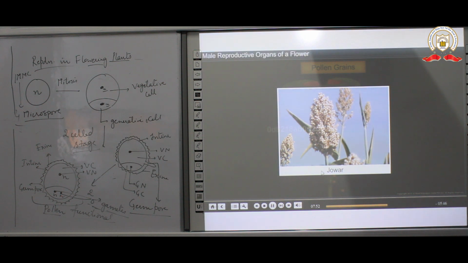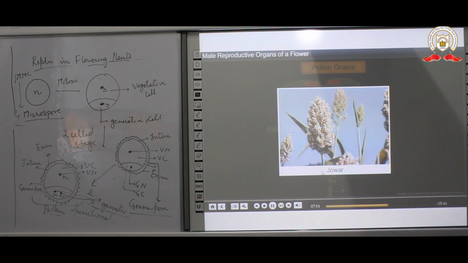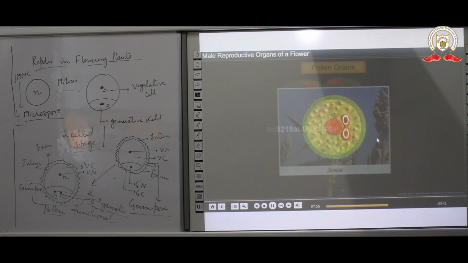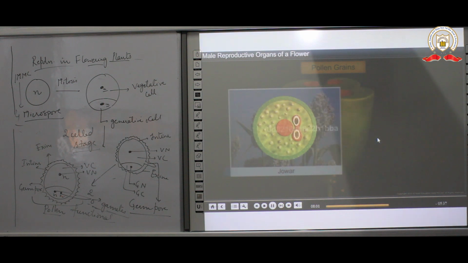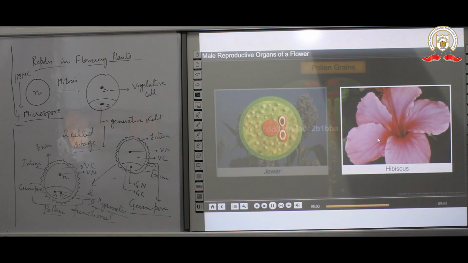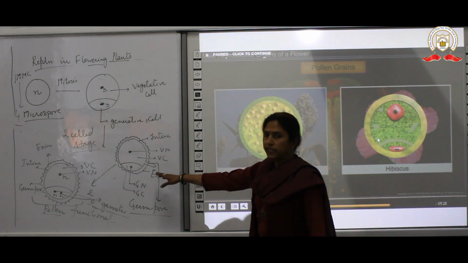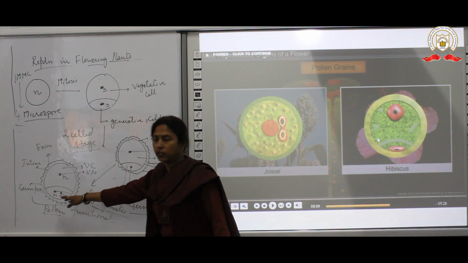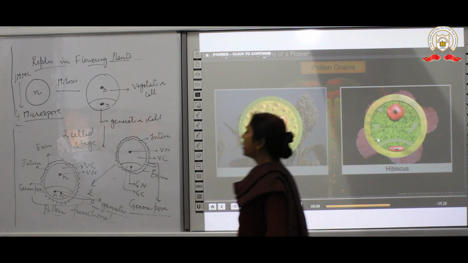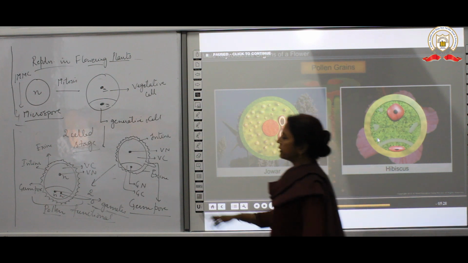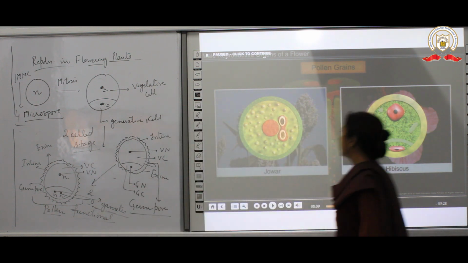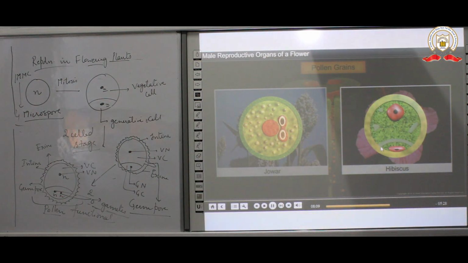In some plants the pollen grains are shed at the 3-cell stage, whereas in 60% of angiosperms, which include plants such as hibiscus, the pollen grains are shed at a two-cell stage. As discussed, the pollen is shed either at the two-cell stage or the three-cell stage, but for fertilization they must have two male gametes and one vegetative cell.